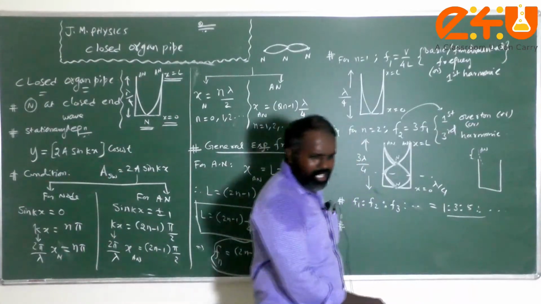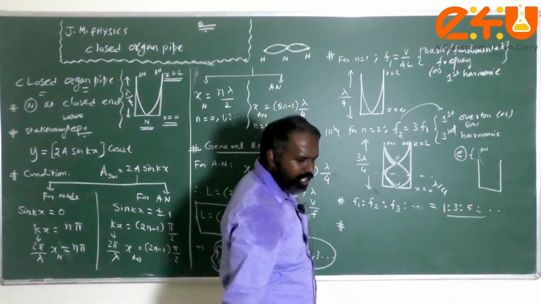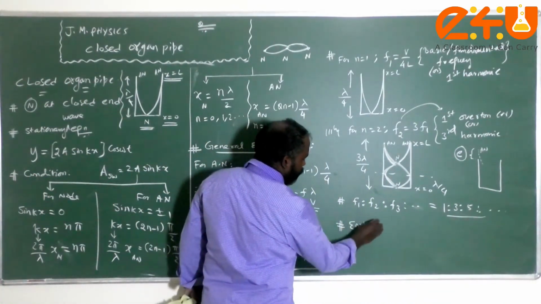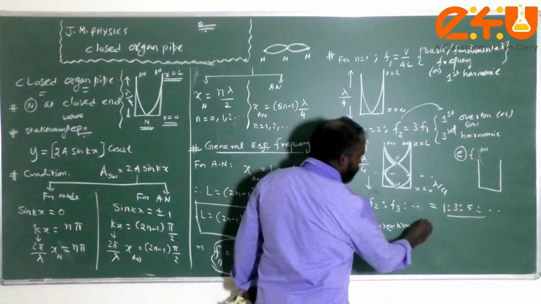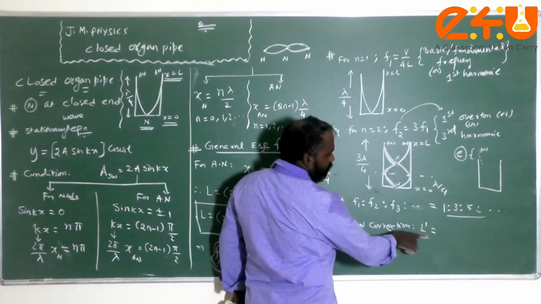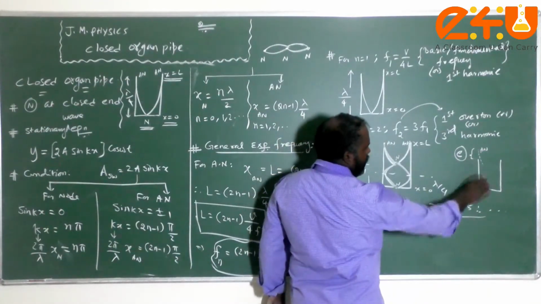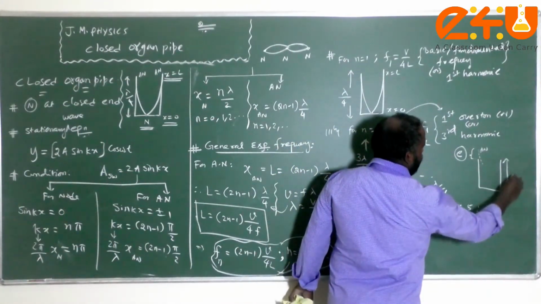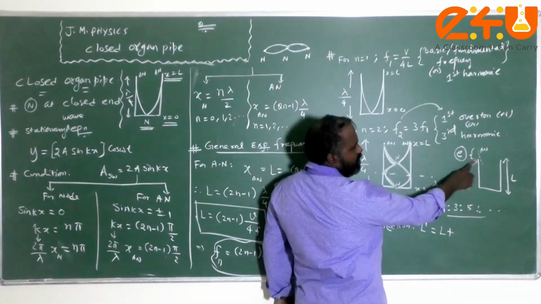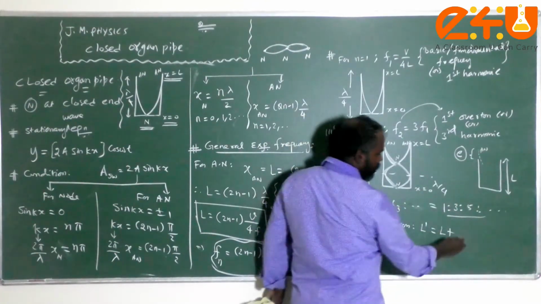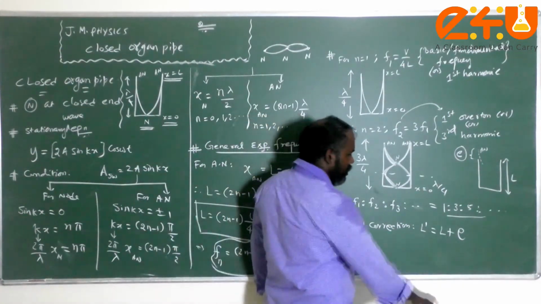We are missing this much length. That length is taken to be E, called the end correction. That is nothing but L dash, the actual length of the vibrating air column. L dash is equal to L plus E, because the antinode is actually formed at a certain distance from the edge of the tube. The distance is taken to be E. Therefore, L plus E.